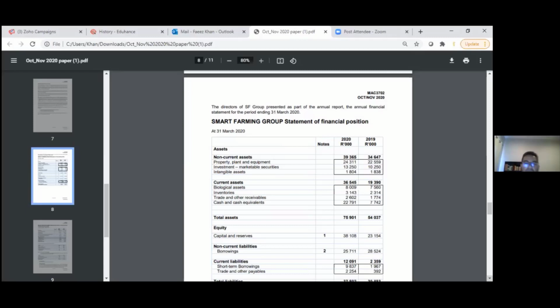Non-current assets: property, plant, and equipment. We have investments, which are marketable securities, and intangible assets. Then we have current assets: biological assets, inventories, trade and other receivables, cash and cash equivalents. We're not so interested in assets when it comes to WACC. We are more interested in equity and liability.